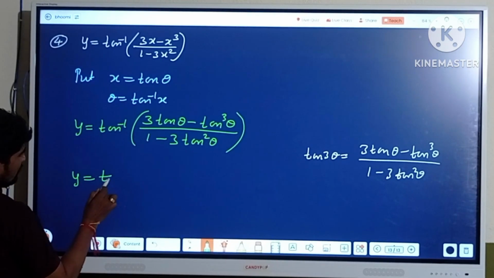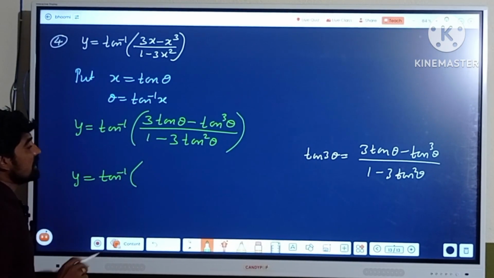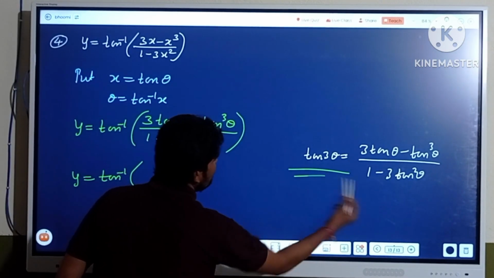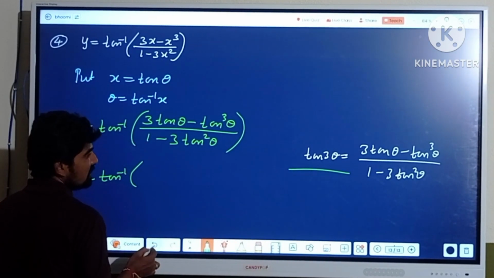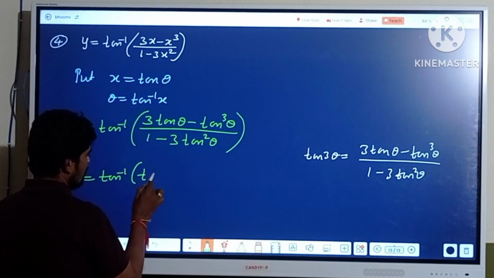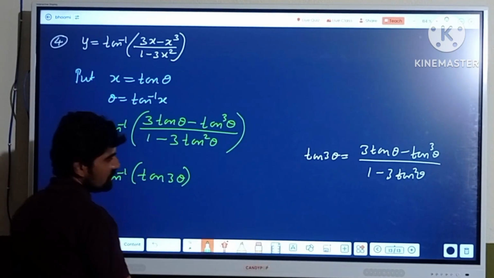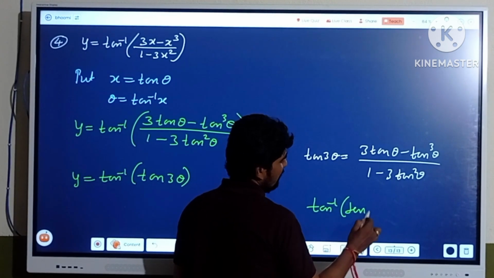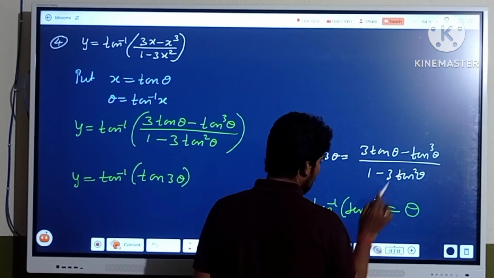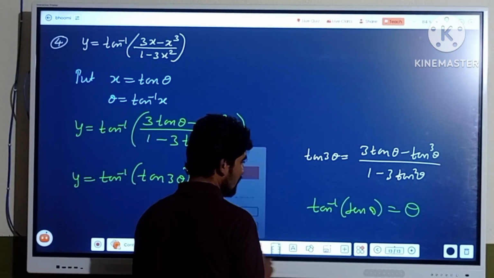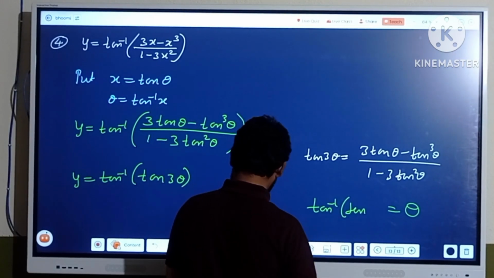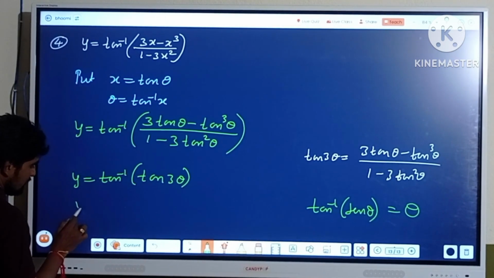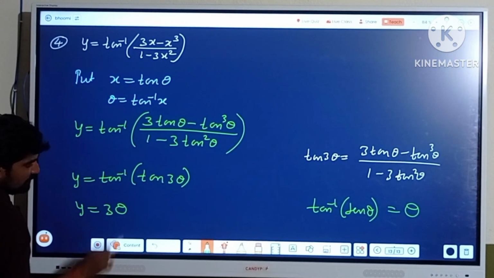Therefore, y is equal to tan inverse of 3 tan theta minus tan cube theta divided by 1 minus 3 tan square theta, which is the formula for tan 3 theta. Now again by using the property of inverse trigonometric functions, tan inverse of tan of something is equal to something. So here something is 3 theta. Therefore, y is equal to 3 theta.